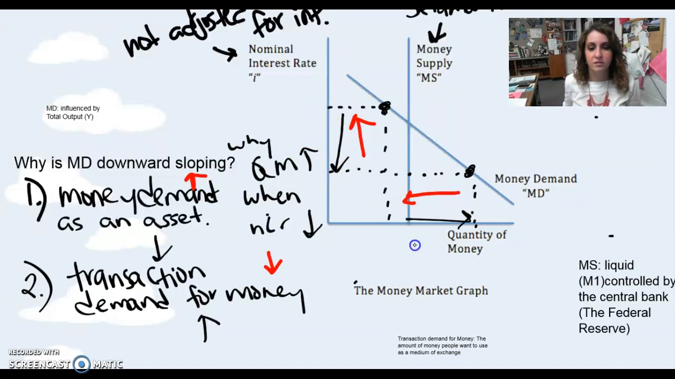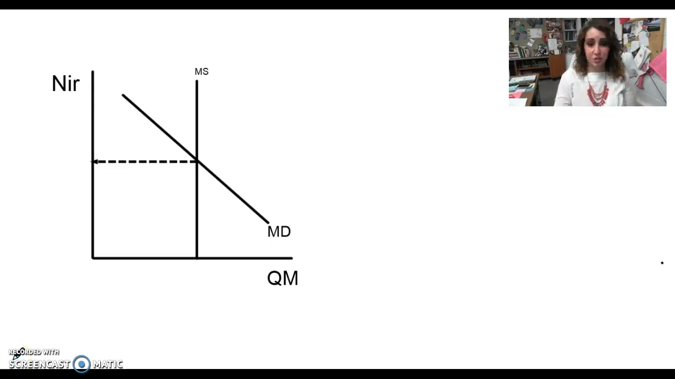Interest rates fall, higher quantity of money in circulation because there's no point of having it in the bank. Interest rates go up though, now I can totally see it's worth driving to a bank and putting my money in a savings account if interest rates are higher. Okay. So let's talk about the things that shift this money supply and money demand graph.